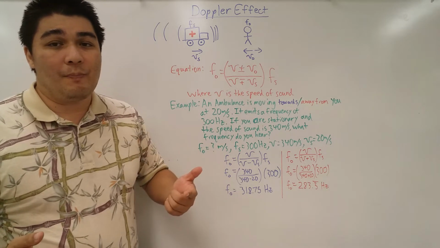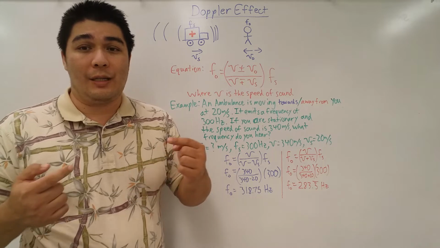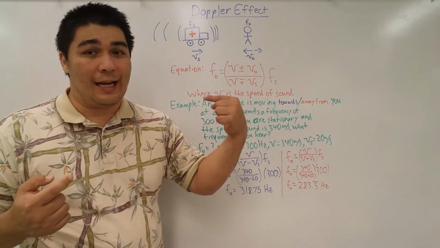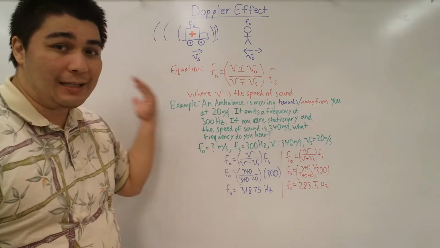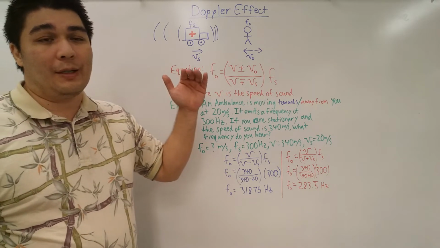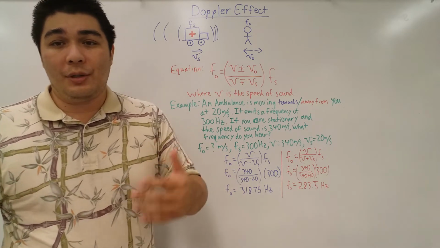So that's how you can imagine what the Doppler effect is like, and of course why when it's coming towards you it starts to get louder and higher in pitch, and when it passes you, it's now becoming lower and softer. So those are the two ways to think of it.